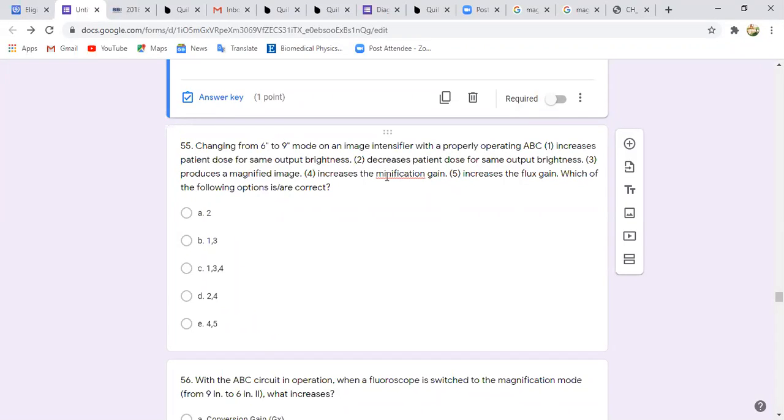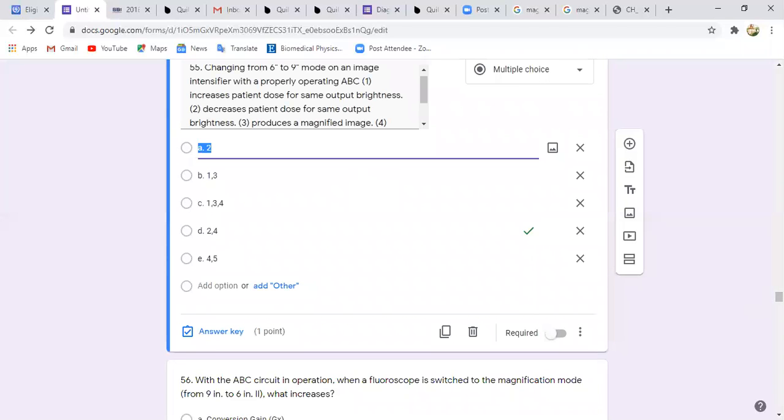So that is one. This other one here, 3, produce the magnified image. No, we are not using the magnification mode. If it had been from 9 to 6, then we would be using the magnification mode. If we are increasing the magnification gain, yes, because the magnification gain for this system from 6 to 9 is actually 9 squared over 6 squared. So 2 and 4 is the best answer here. Options 2 and 4.